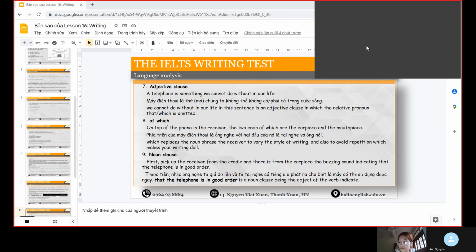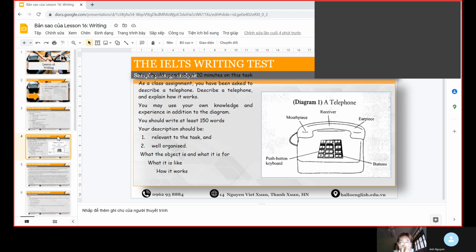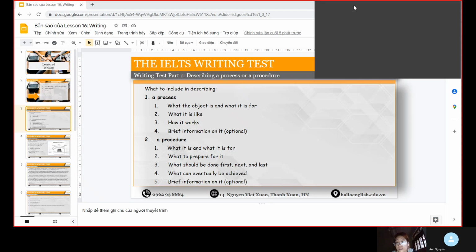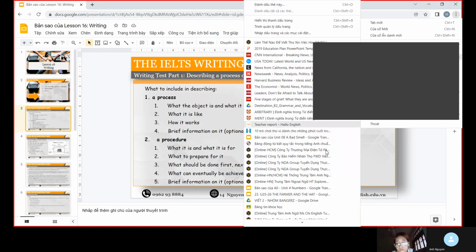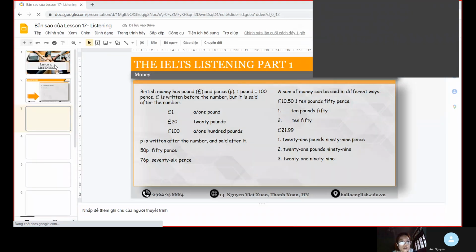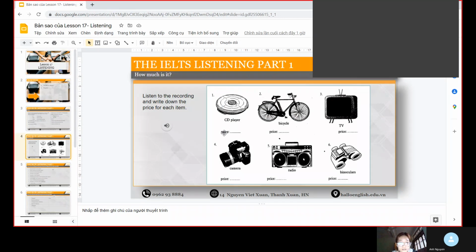Okay, thank you. So we are done with lesson 16, and I will find a sample of another diagram or another process or procedure that we will practice in the next lesson. So now we'll begin with lesson 17, only a part of lesson 17 before we end our lesson today. In lesson 17, we will practice listening skill. We will hear only one exercise in this lesson before we end.